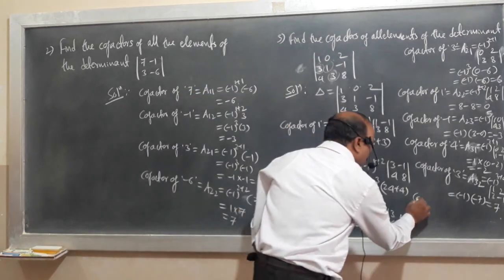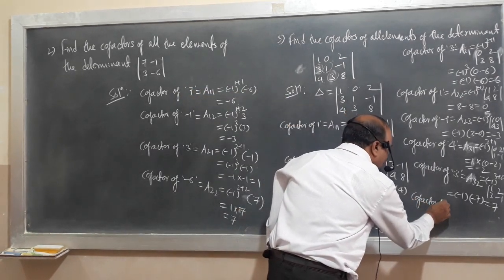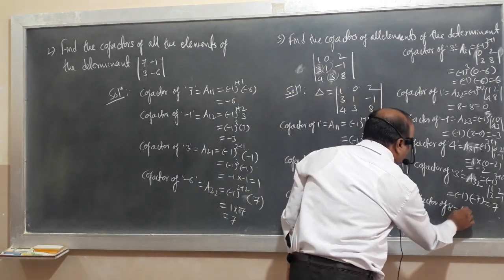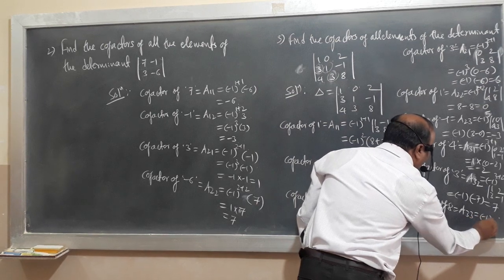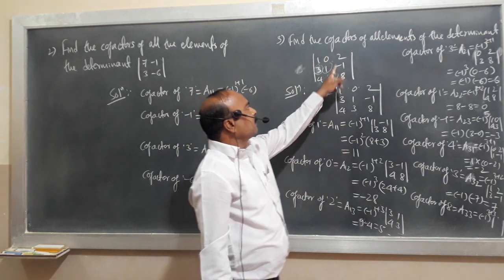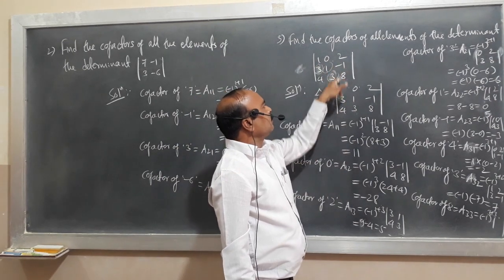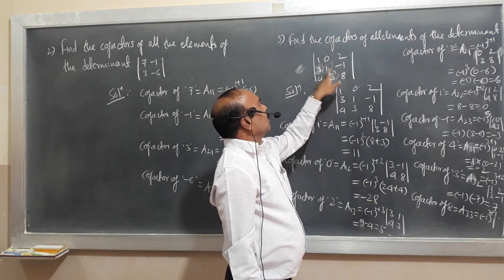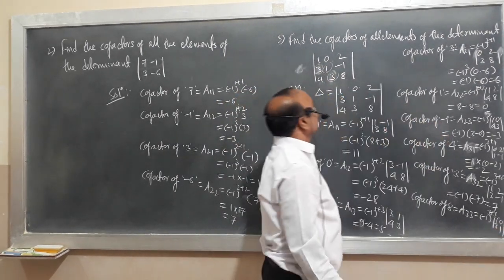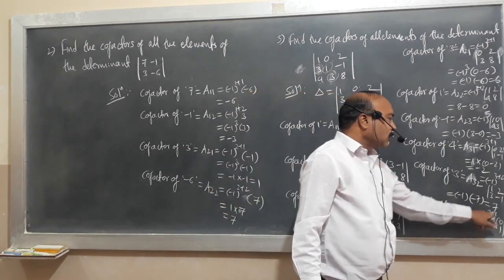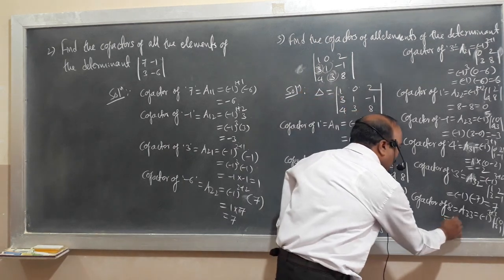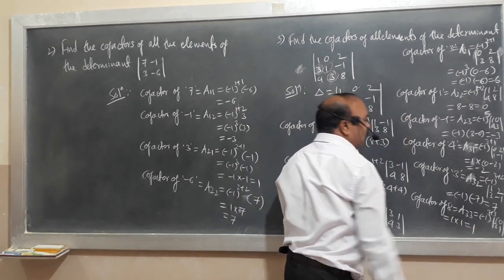Next, cofactor of the last element. The last element is 8. It is a33, minus 1 power 3 plus 3 into the determinant. The determinant of this is given by deleting this row and this column. We get 1 0, 3 1. Now here minus 1 power 6 is an even number. It is 1. It is 1 into 1. It is equal to 1.